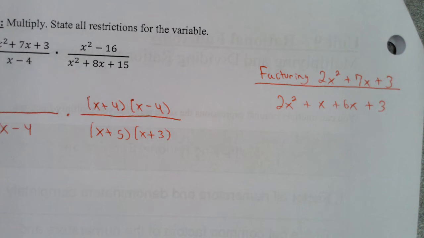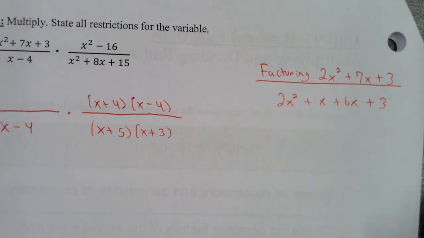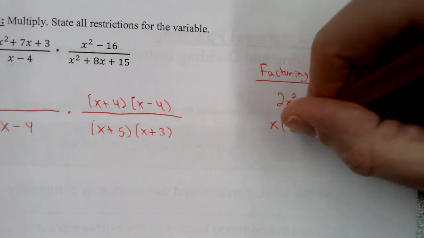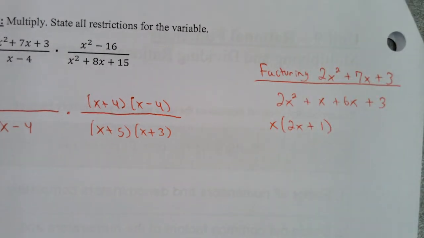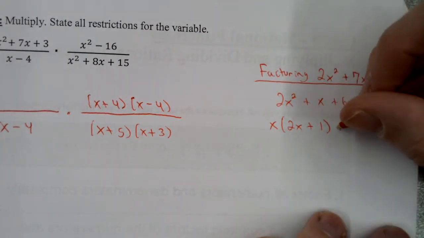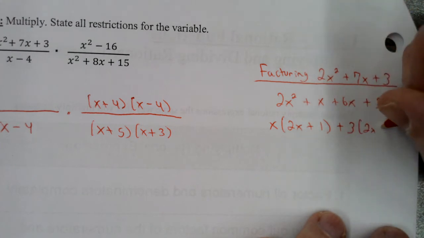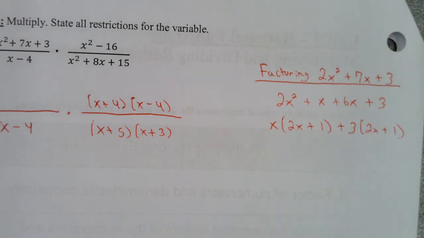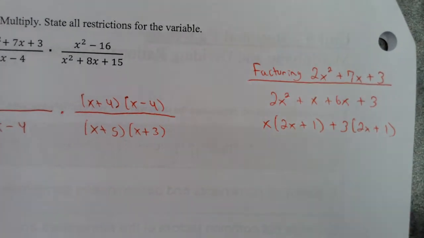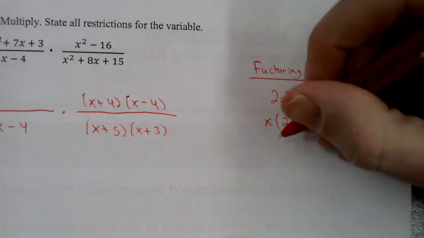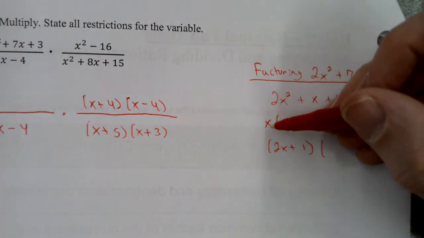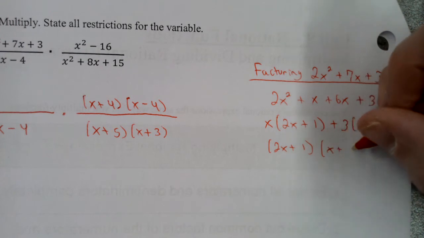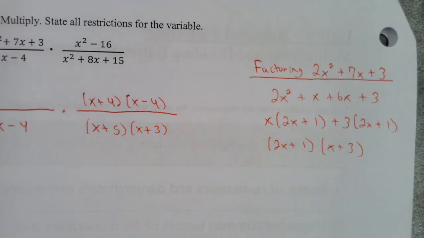Now we do factoring by grouping. The first group has a GCF of x, leaves you with 2x plus 1 in parentheses. And the second group has a GCF of 3, which leaves you with 2x plus 1 in parentheses. The parentheses should match. Think about that as being your new greatest common factor. So you factor out the 2x plus 1. Everything left over, in this case x plus 3, comes in the second set of parentheses.